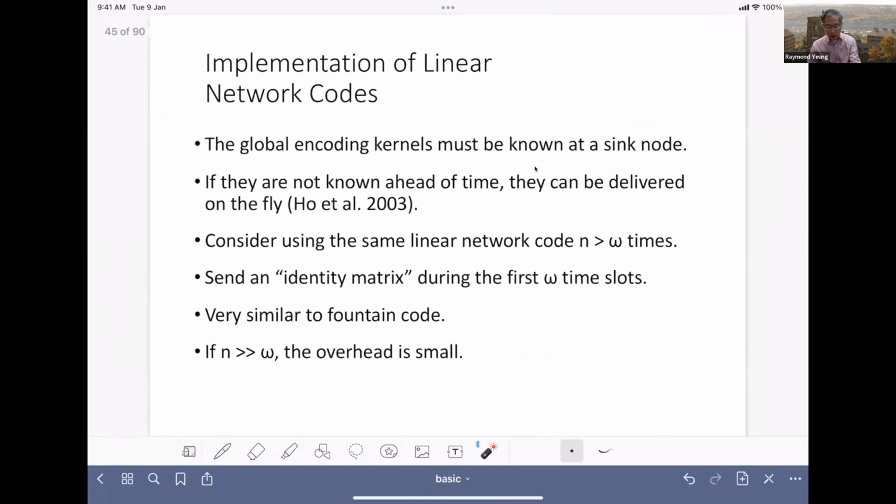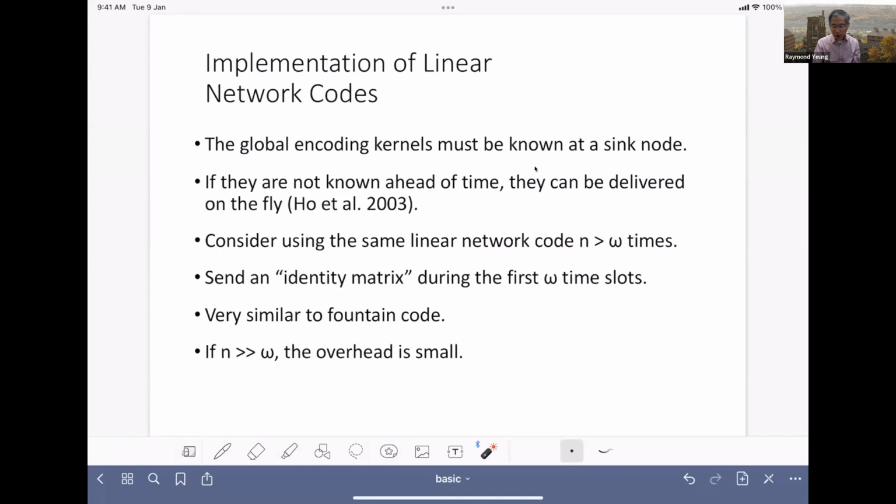Okay, now one thing is that in order for the network code to be able to decode, we need to know the global encoding kernels ahead of time. Because these global encoding kernels tell you what linear transformation the symbol you receive has gone through. If they are not known ahead of time, they can actually be delivered on the fly with an overhead. So the idea is that we use the same network code n times, where n is greater than omega, and we pay a premium for that.